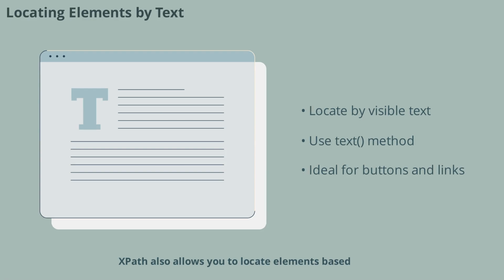XPath also allows you to locate elements based on their visible text using the text method. This is particularly helpful when you want to interact with buttons, links, or labels that have unique text values. By leveraging text-based locators, you can make your automation scripts more intuitive and easier to understand.